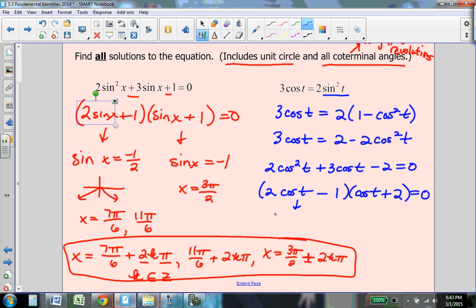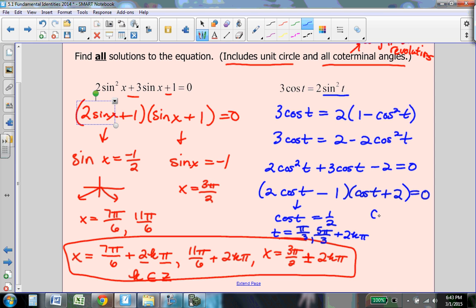This one gets me cosine of t equals positive 1/2. That happens when the angle is pi over 3, or at 5 pi over 3 down there in the fourth quadrant, because we have a positive 1/2 cosine value. And of course, both of those plus 2k pi.